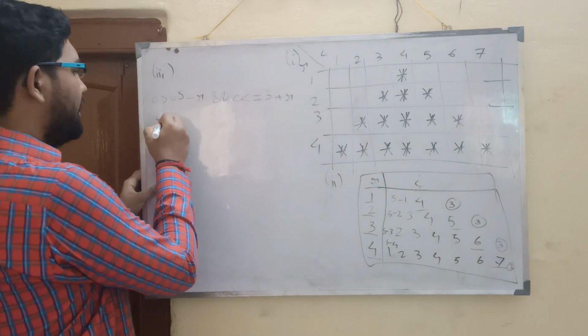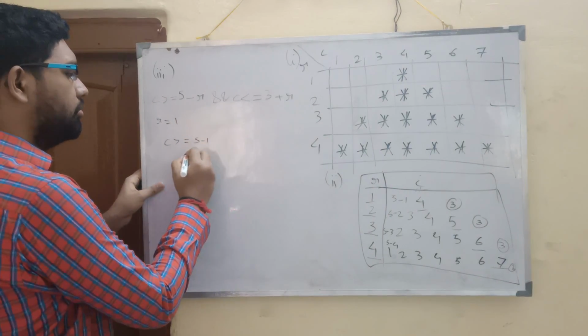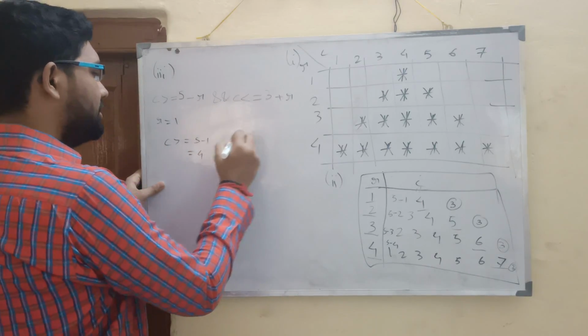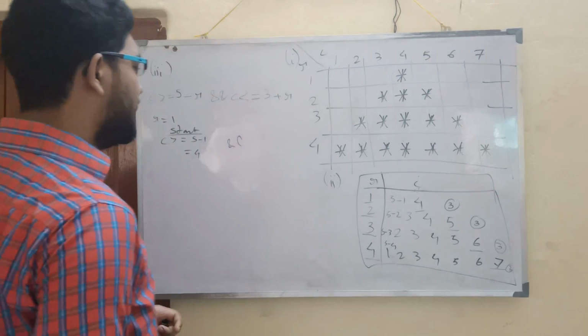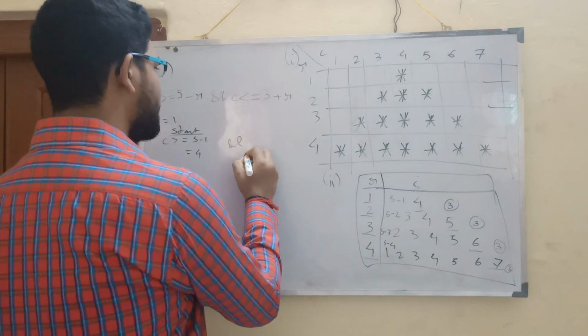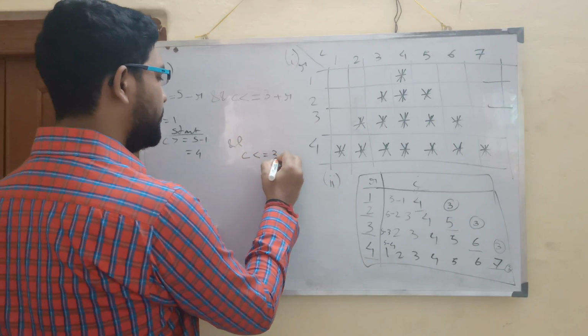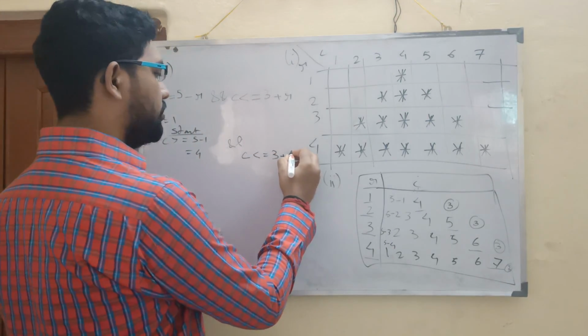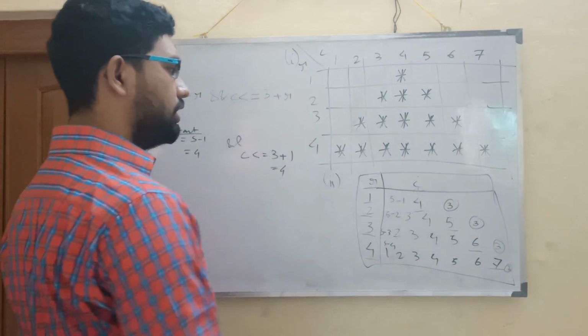So when the value of R is 1, we can say that C is greater than or equal to 5 minus 1, which is 4. This is the starting position, the starting range. And at the ending range, we can verify this part as C less than or equal to 3 plus R, which is 1, so it is 4. So at position 4 and 4, the pattern is printed at 4.